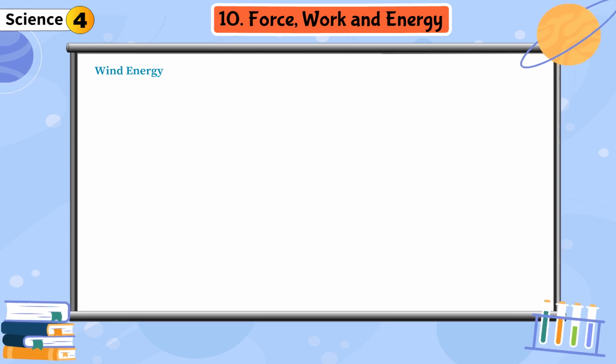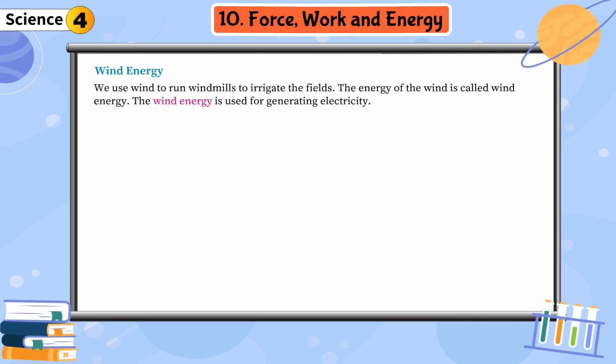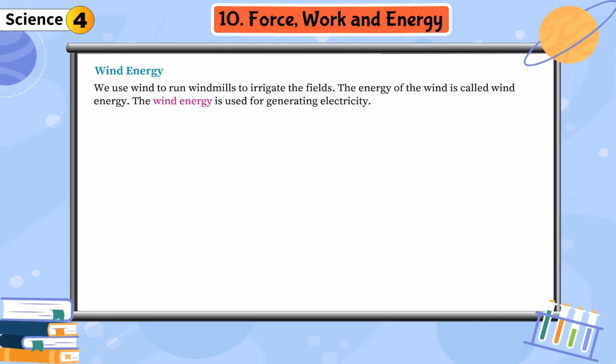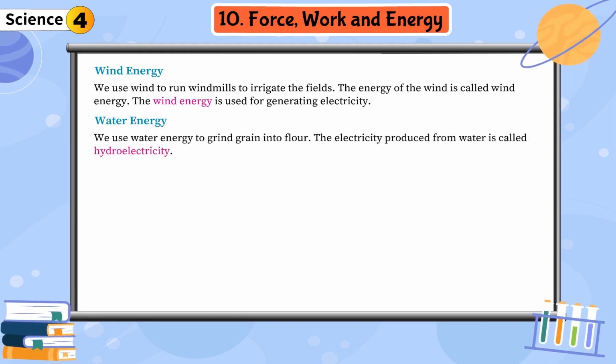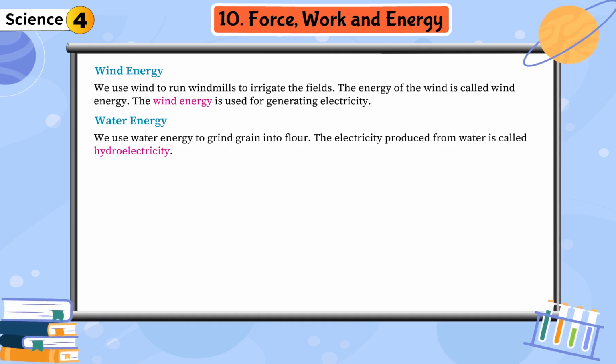Wind energy. We use wind to run windmills to irrigate the fields. The energy of the wind is called wind energy. The wind energy is used for generating electricity. Water energy. We use water energy to grind grain into flour. The electricity produced from water is called hydroelectricity.